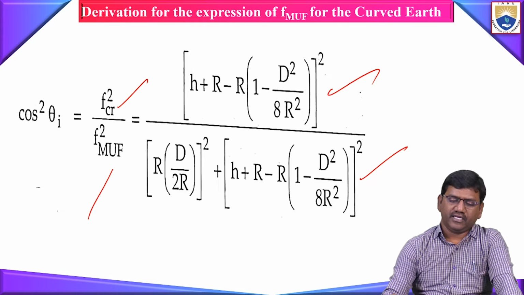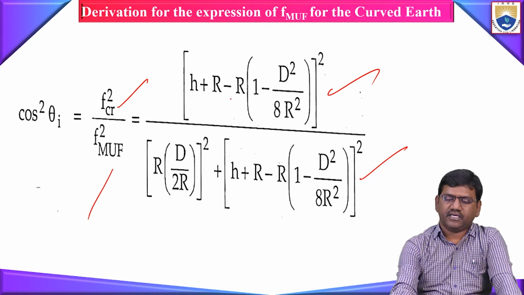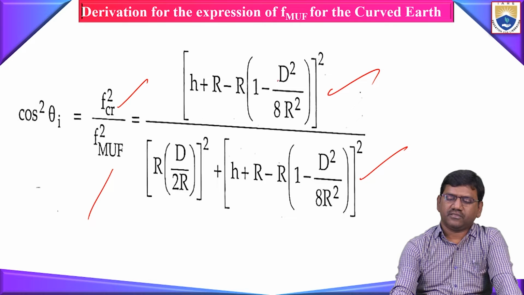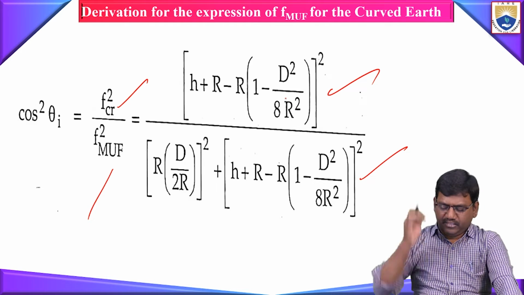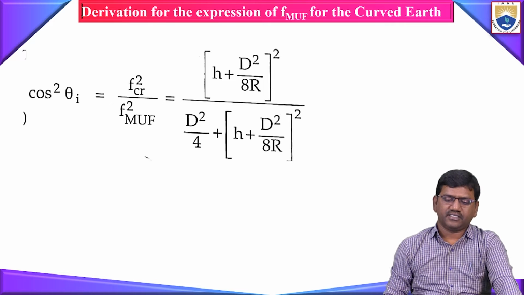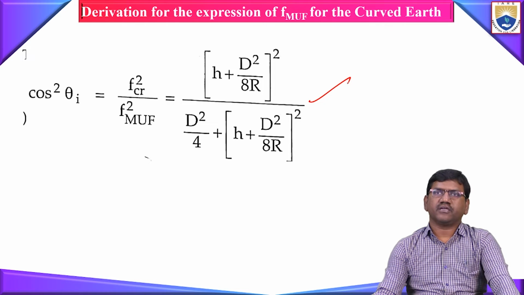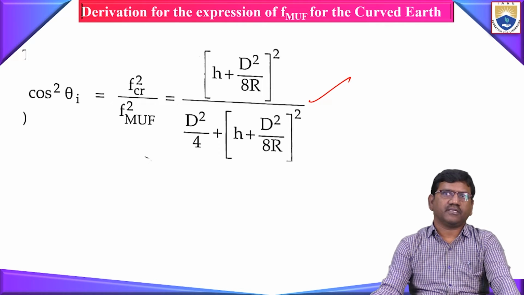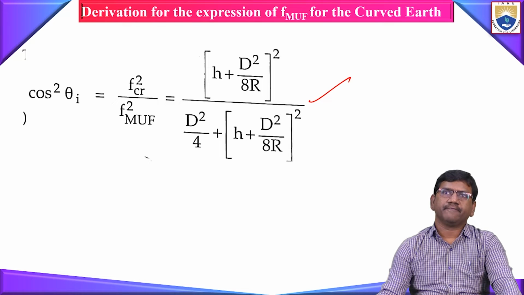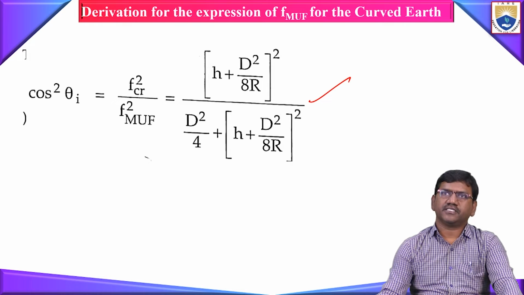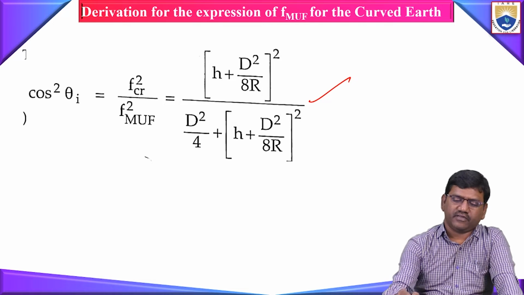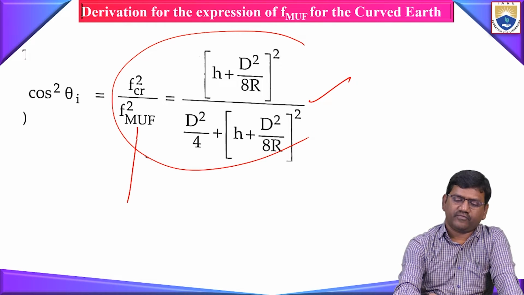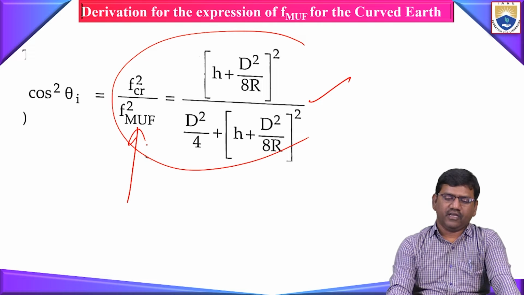If you substitute the sin theta and cos theta values in equation 10 and simplify, r gets cancelled here. Multiply h plus r minus r into 1 minus d square by 8r square, r gets cancelled here. The remaining terms after simplification give fc square by f square MUF is equal to (h plus d square by 8r) whole square by (d square by 4 plus (h plus d square by 8r) whole square). So from this equation you can find out the value of f MUF.